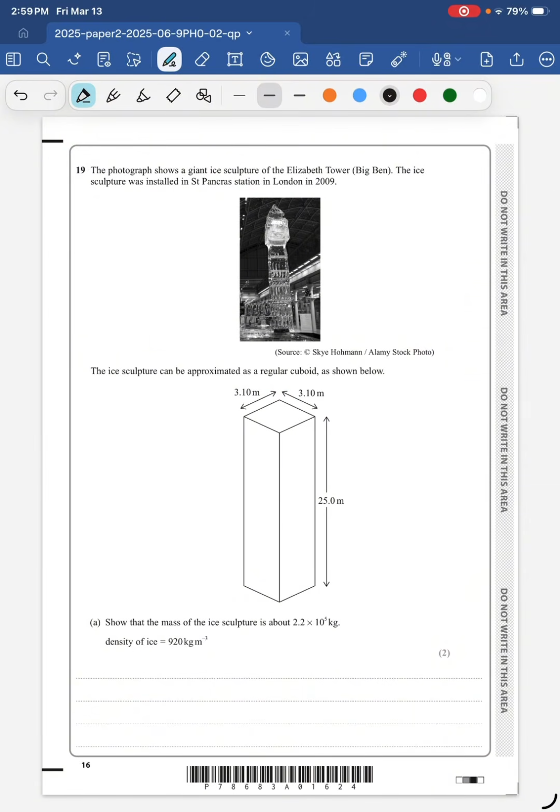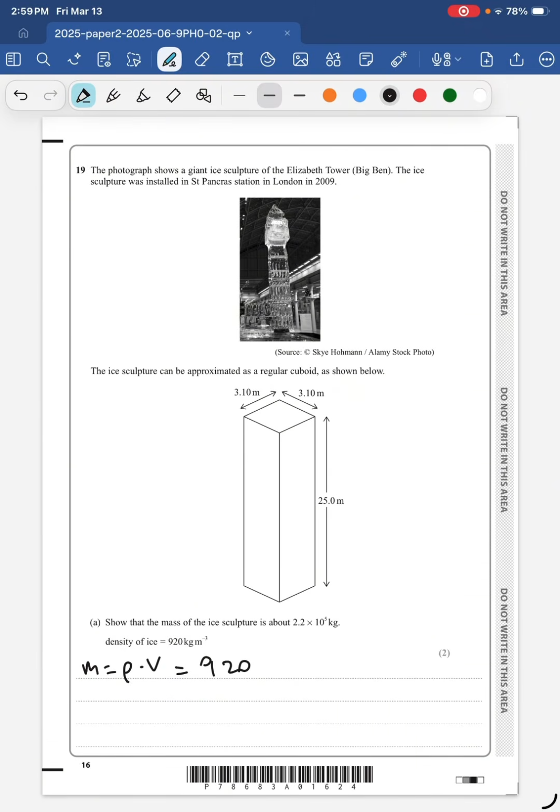So the ice sculpture can be approximated as a regular cuboid as shown below. Okay, so it's a cuboid with height 25 meters and a square base of 3.1 by 3.1 meters. A, show that the mass of the ice sculpture is about 2.2 times 10 to the 5 kilograms, and they give you the density of ice. So we will do the same as before. Mass is density times volume.